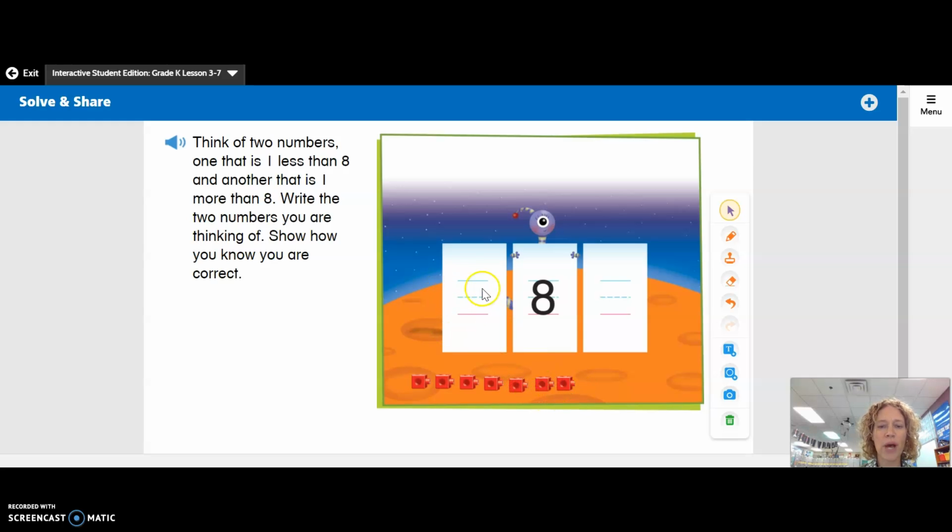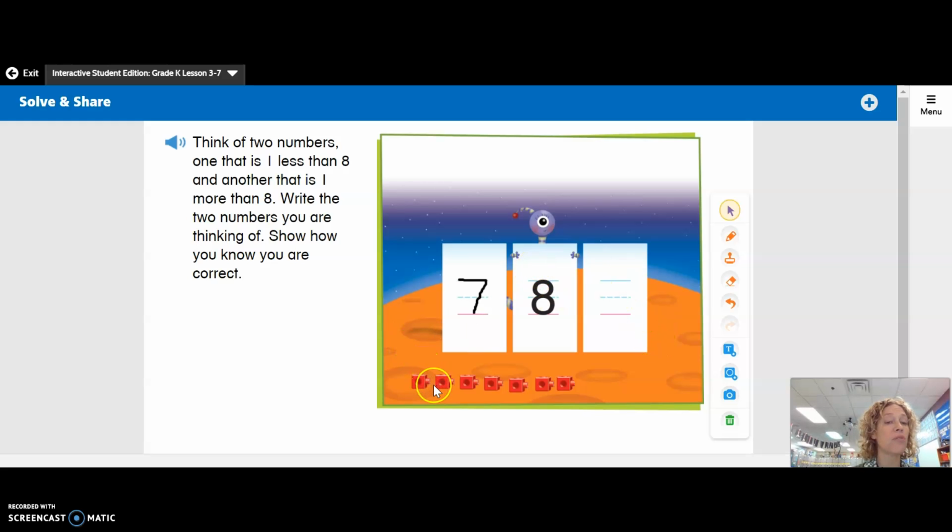So what number is 1 less? 7. So I'm going to get my marker here and make a 7. Little line across the top, big line slides down. All right, so now we have to find out what number is 1 more. And that's the next number when you count.